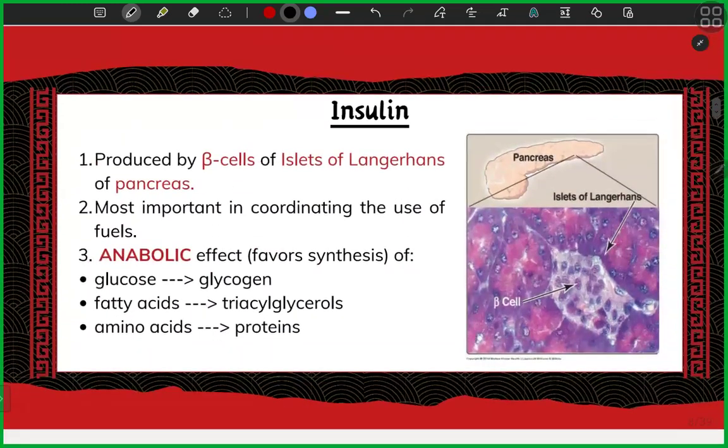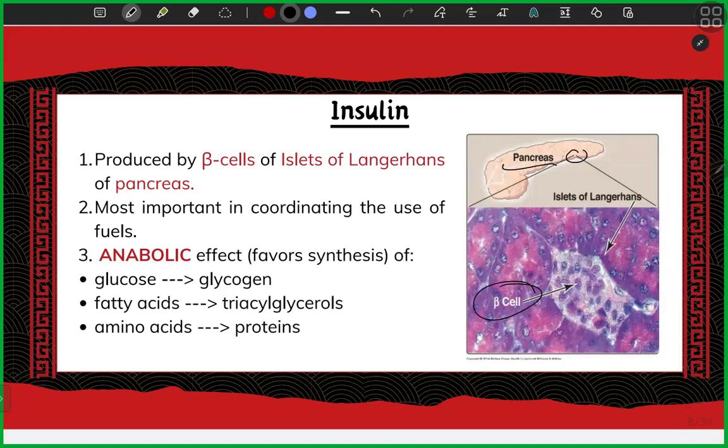Okay, so that's basically the structure of insulin. Now coming to where insulin is produced from, it's produced by the beta cells of the islets of Langerhans of the pancreas. So this is the pancreas, and there's a cell here which is called the beta cell. There's the alpha cell which produces glucagon, which we'll be going over later.